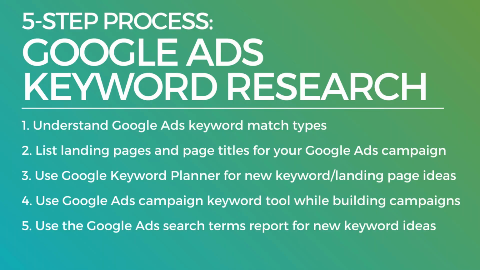So coming back over here to our 5-step process: understand keyword match types, list your landing pages where you're sending traffic, use the Google Keyword Planner to find new keyword and landing page ideas, and use that built-in Google Ads campaign keyword tool while you're building your campaigns. Last but not least, use the search terms report to come up with new keyword ideas, and you can also come up with negative keyword ideas. So hopefully this has all been helpful for coming up with keywords for your Google Ads campaigns.